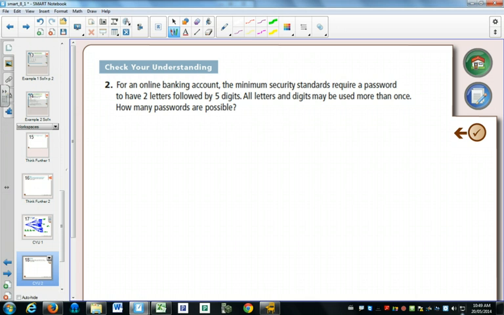So here's an online banking account. You need to have 2 letters followed by 5 digits. All letters and digits may be used more than once, and we want to figure out how many different passwords are possible. So if I tried to break into your password, how long would it take me to find that out? Well, first of all, how many decisions do we need to make for making this password? Because we have to figure out how many spaces. 7. So we draw 7 spaces.